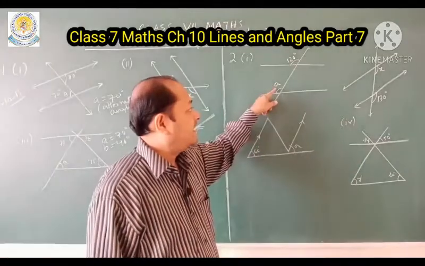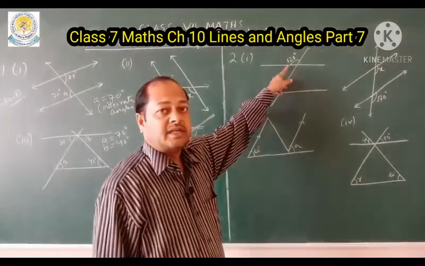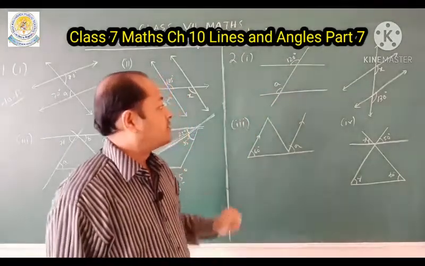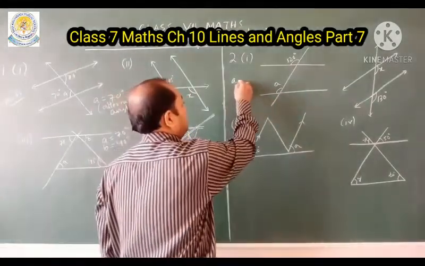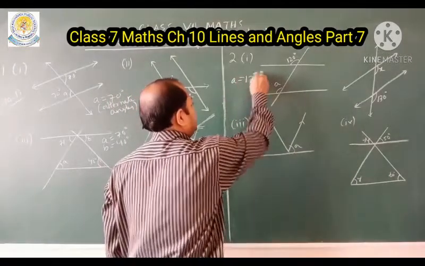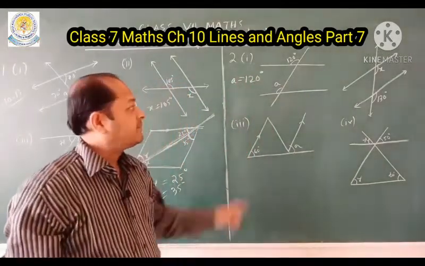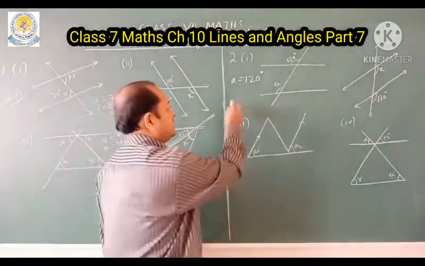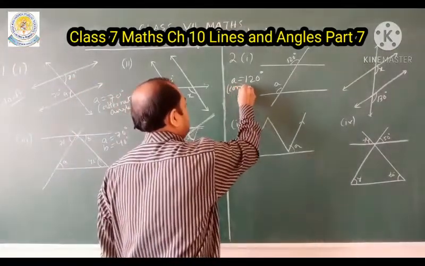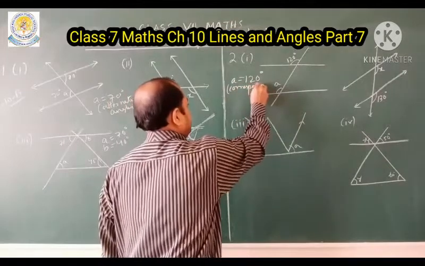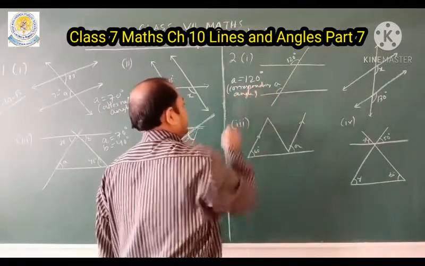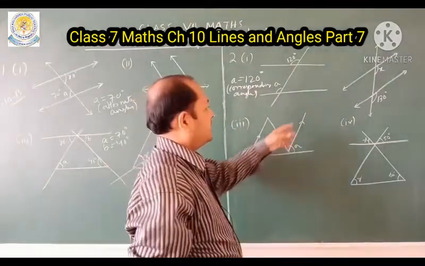So here A and 120 degrees are on the same side of the transversal line. So A equals 120 degrees. What is the reason? The reason is corresponding angles. In brackets you can write corresponding angles.